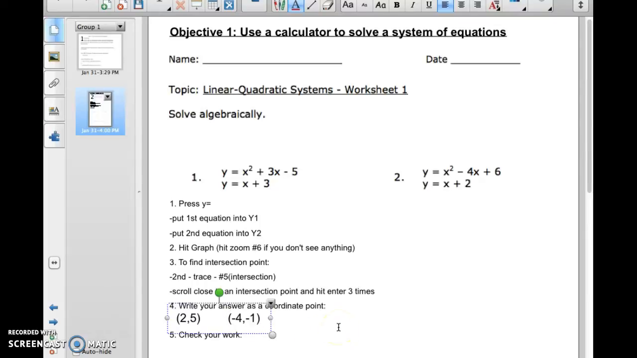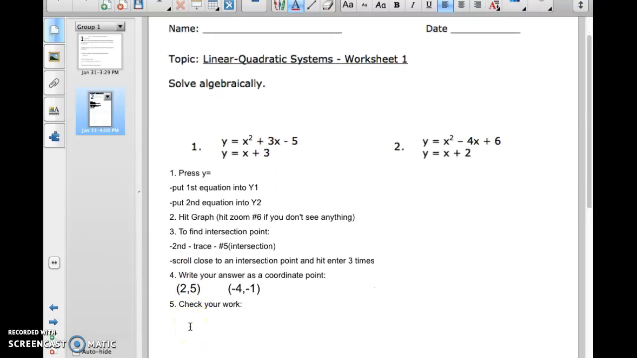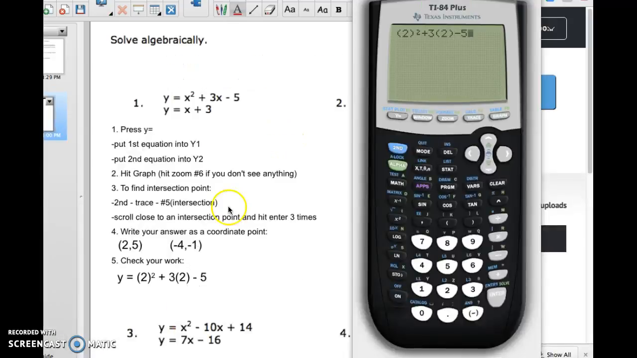So what this means, if this is correct, and I need you to check your work as well, is that if I input, let's use this one, (2, 5), my x value of 2 into both the quadratic equation right here and the linear equation here, into the x's, it should spit out 5 for both equations. So I need you to check your work for both of these. Same with -4. If I put those in for the x's, I should get -1 both times. I'll show you what that looks like.